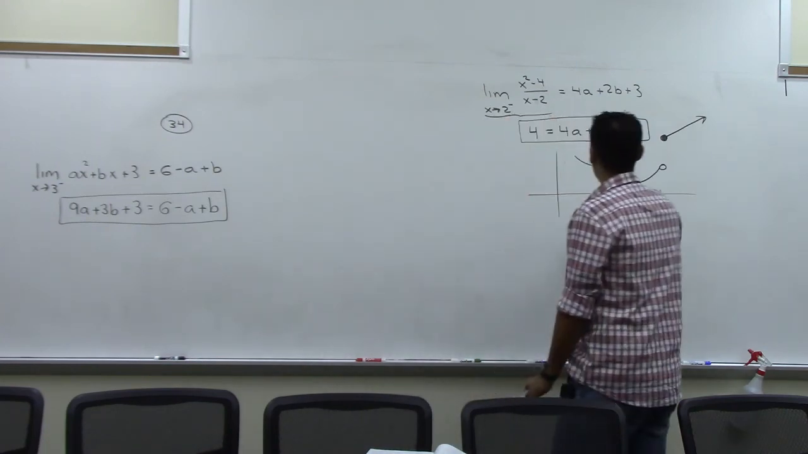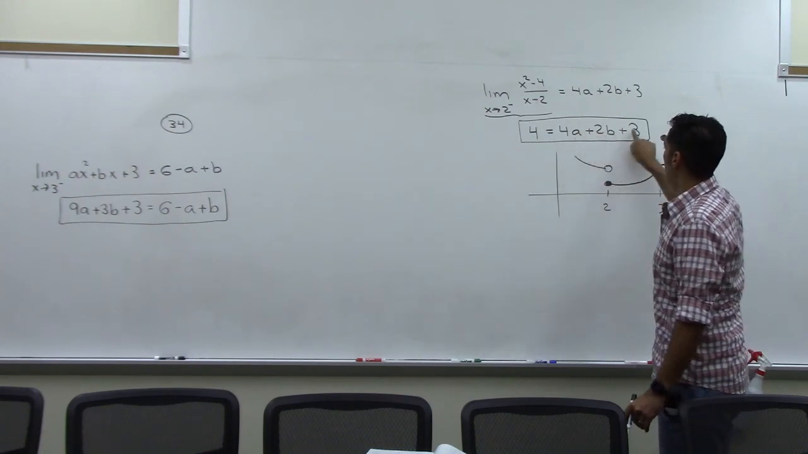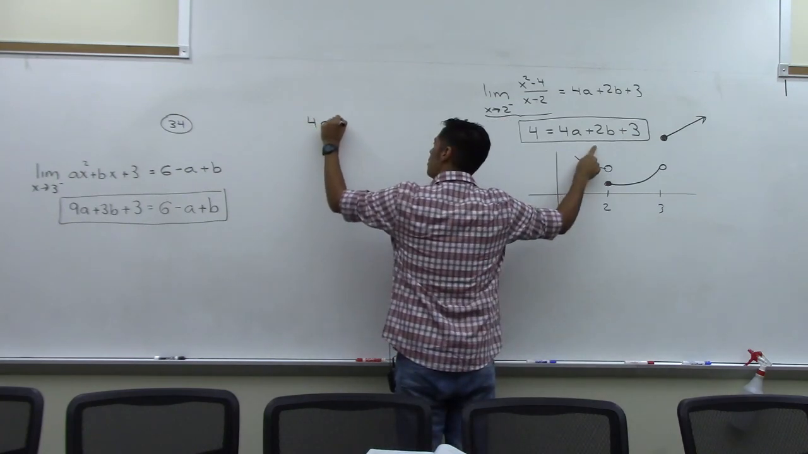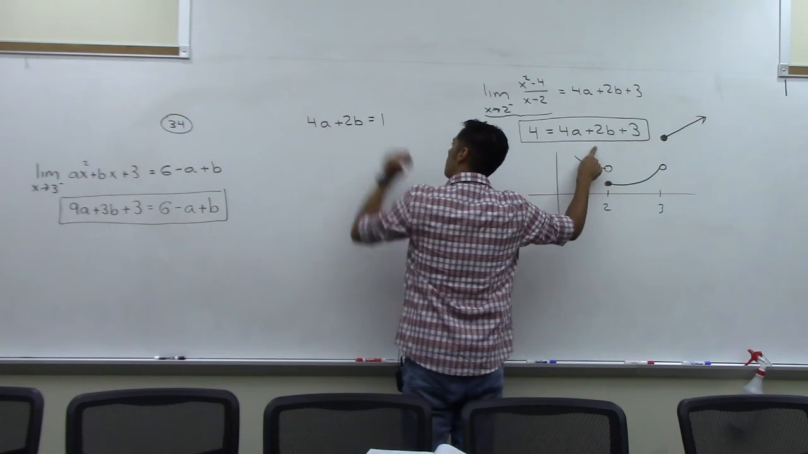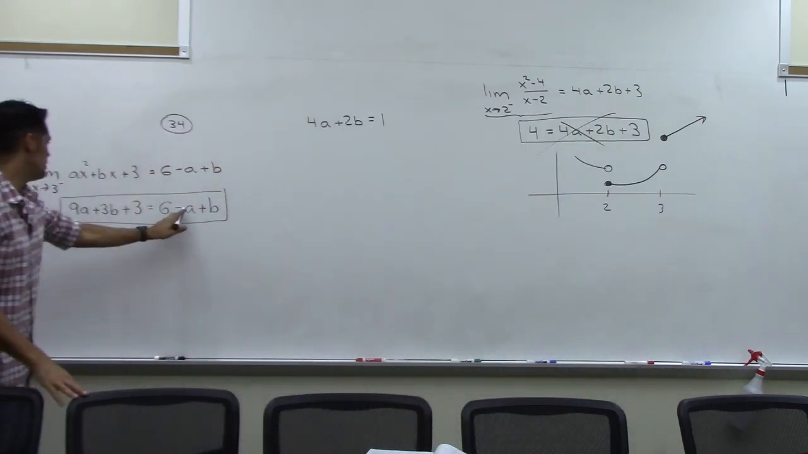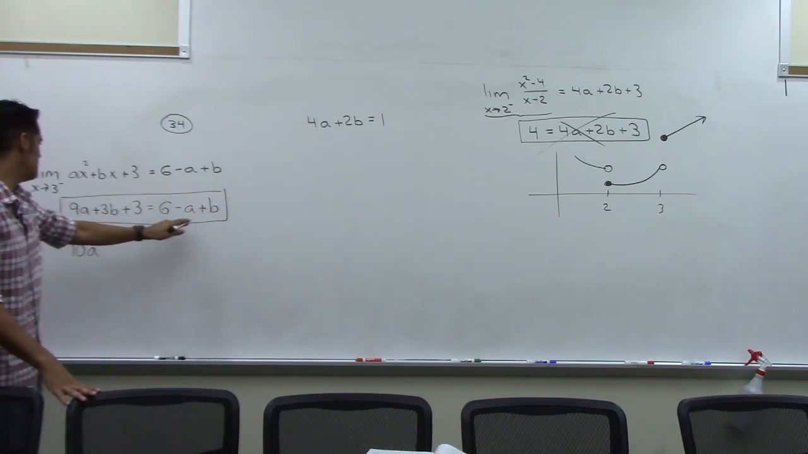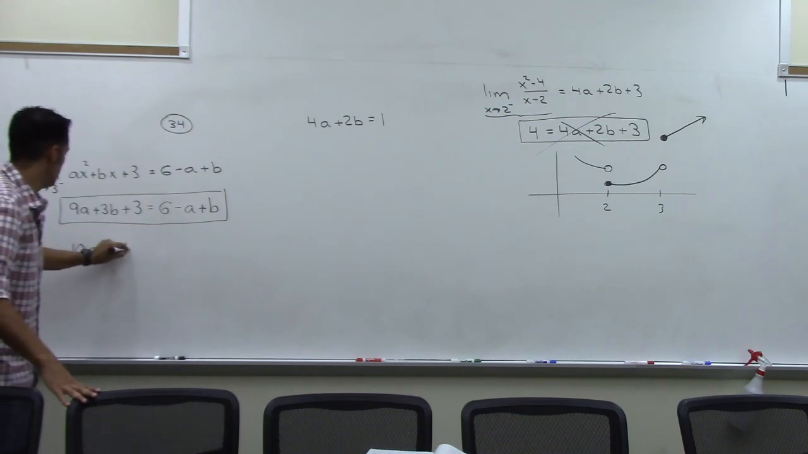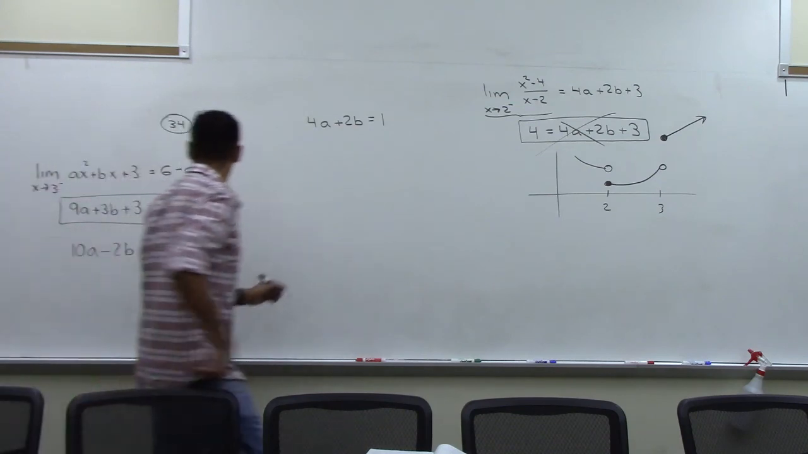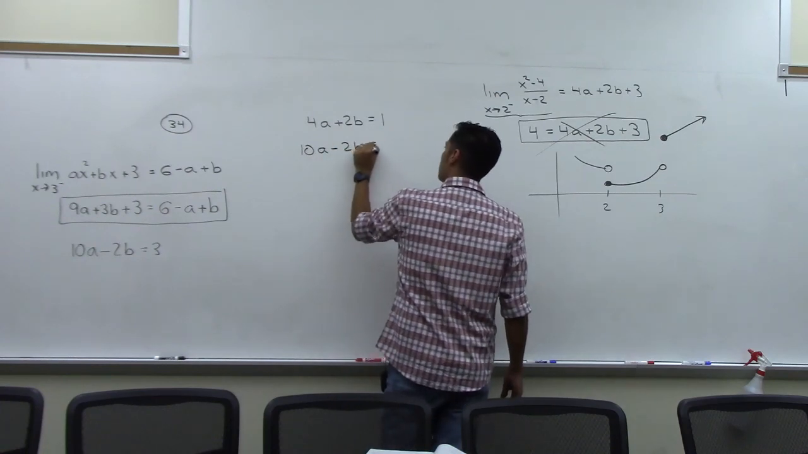So let me look at this one real quick. Let me get all my a's and b's. I'm going to leave my a's and b's over here. I'm going to move the 3 over. So that equation actually looks like this: 4a plus 2b equals 1. Okay, that's this one. Now here, let me get all my a's on one side. So bring that over. I'll get 10a. Bring all my b's over. So I subtract a b. I get minus 2b. And then I'll move this 3 over, so subtract it, I get equals 3. So I should get 10a minus 2b equals 3.